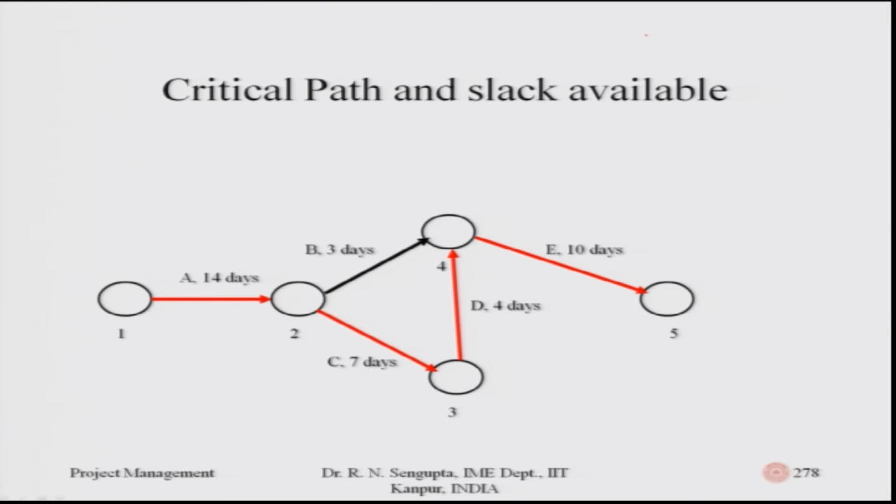This problem which you have already done: if you see the critical path, here you have 14, 7, 4 and 10. This 3 means that there is a cushion. So, any add-ons here in B or any delay may not affect the critical path, but if it does affect it, then obviously crashing, delays and cost overruns would be there.